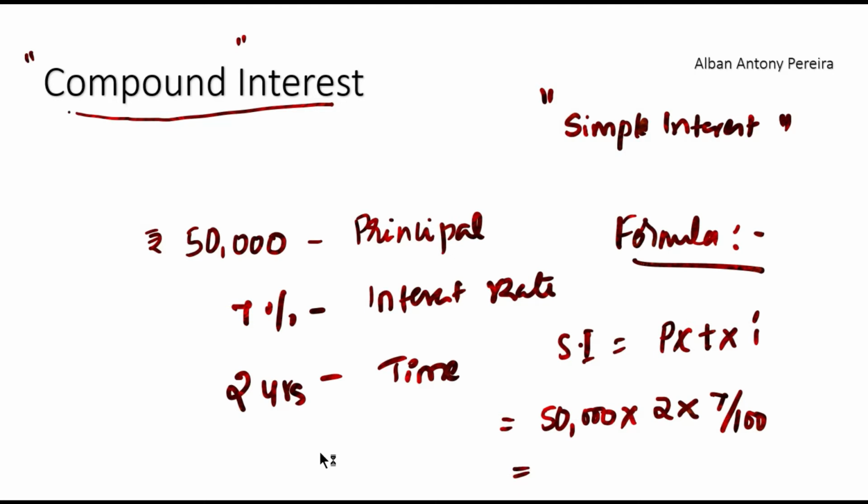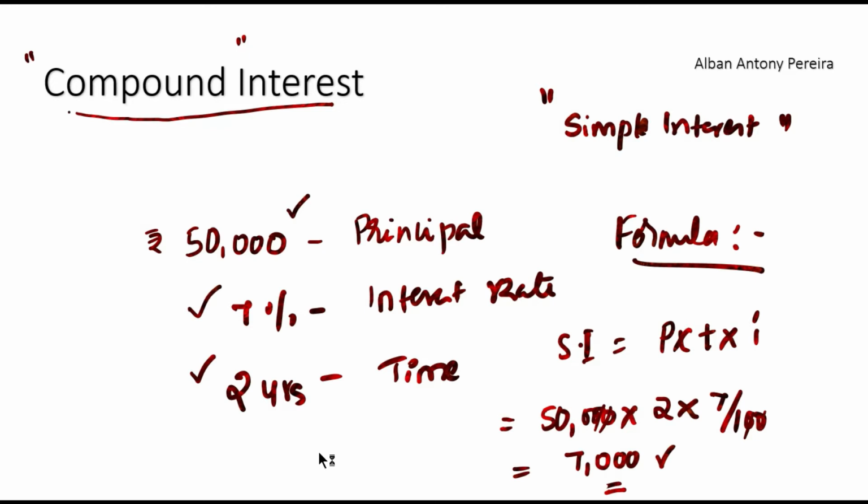So what is the answer here? The answer is 7,000. Okay, so you can cancel these 2 zeros, and then you can multiply 500 with 2, that becomes 1000. 1000 multiplied with 7 becomes 7000. So this is the answer of simple interest. So if we keep a deposit of rupees 50,000 for 2 years in a bank at the rate of 7% interest rate, that is simple interest rate, we get the simple interest as rupees 7,000.